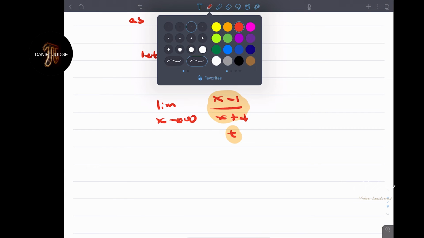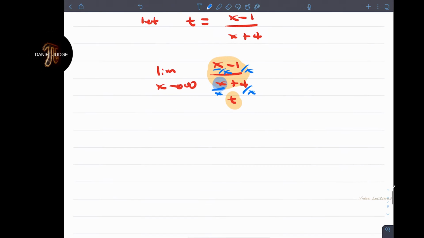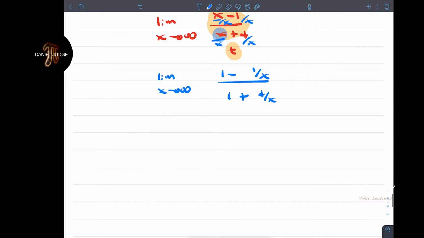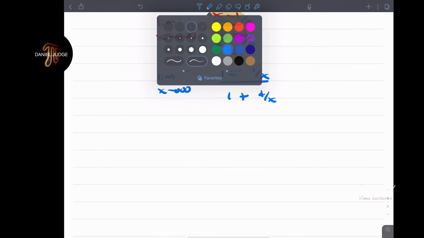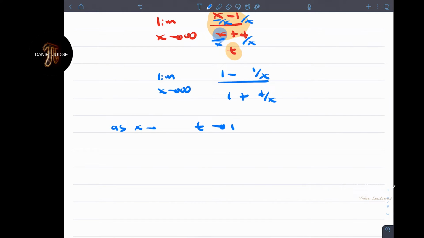Now, this is a calculus 1 question because you could divide everything by the highest power in the denominator, the highest variable, and that's just going to be an x. So we divide everything by x, if you guys remember that. And so you have the limit, x goes to infinity, 1 minus 1 over x, over 1 plus 1 over x. So as x gets big, t here goes to 1. Okay? So t goes to 1, and this is as x goes to infinity.